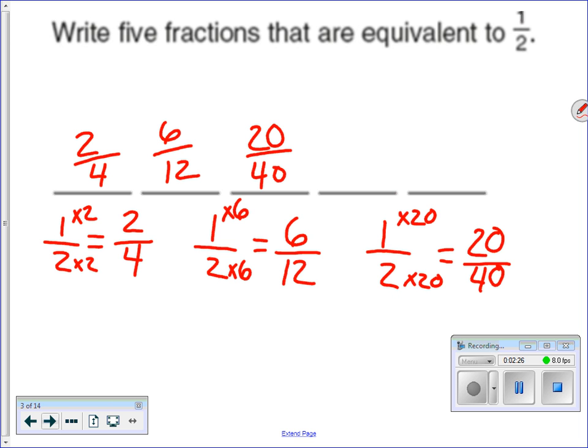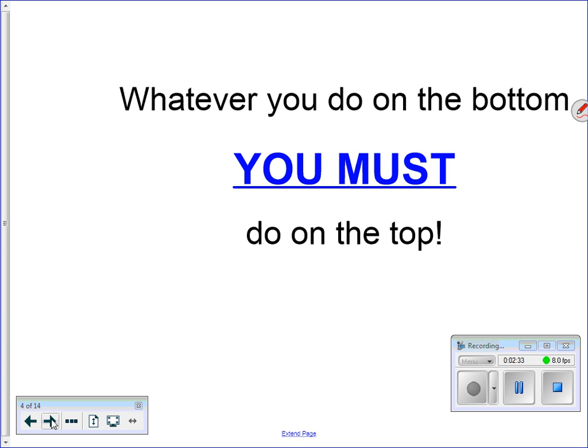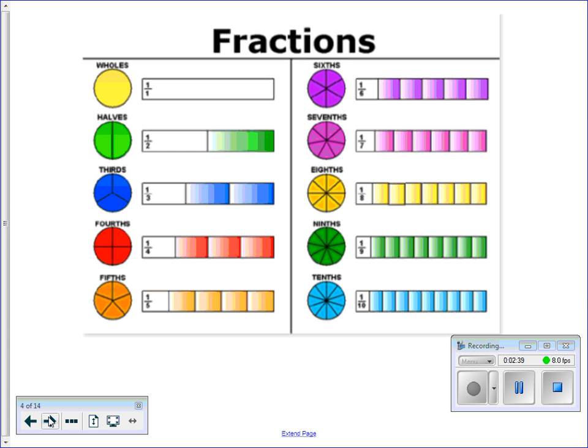That's how you find equivalent fractions, okay? Whatever you multiply the denominator with, you multiply the numerator with. That's our main rule. Whatever you do on the bottom, you do on the top, and it goes the same the other way around. Whatever you do on the top, you do on the bottom, okay?